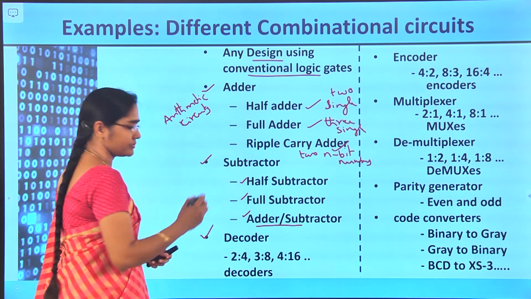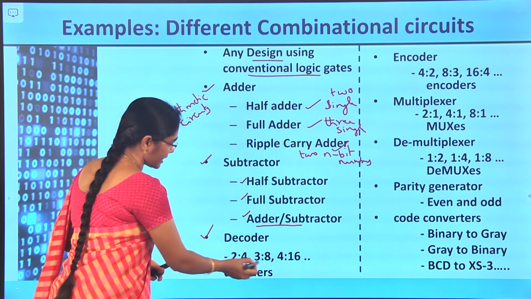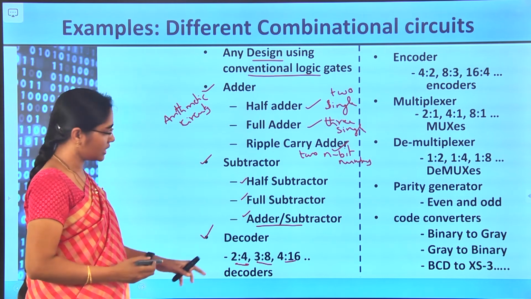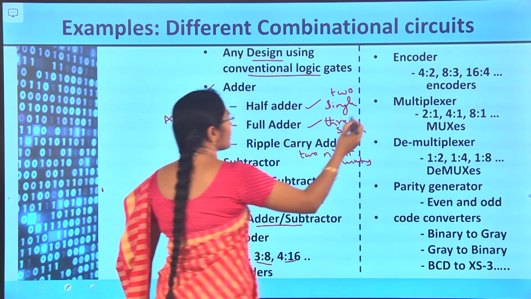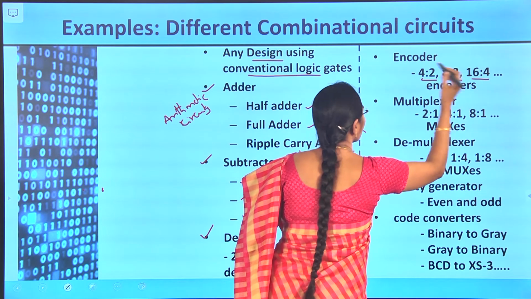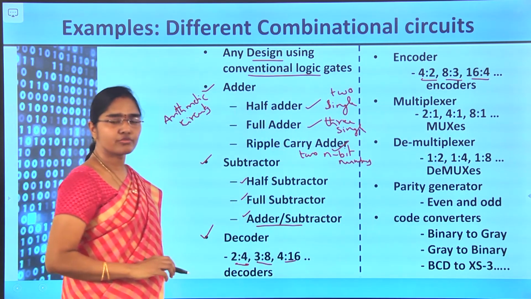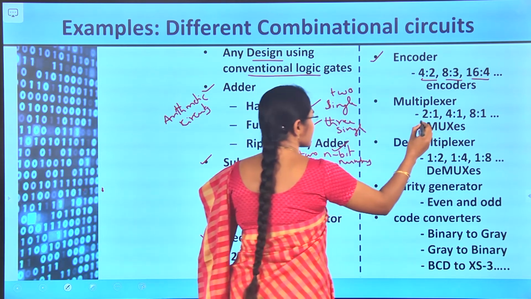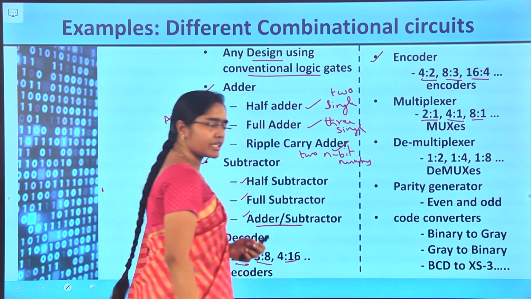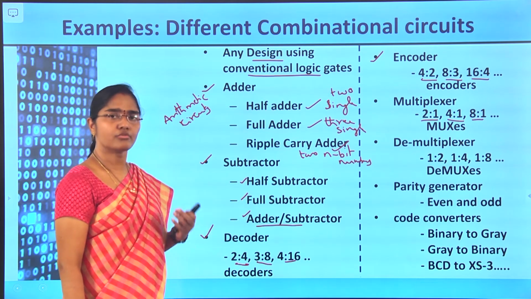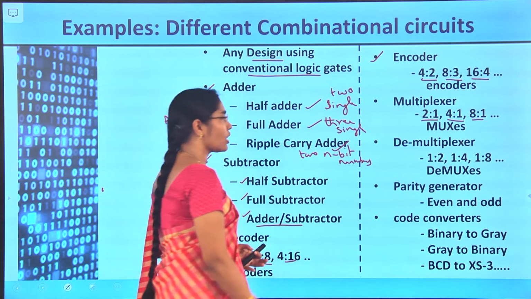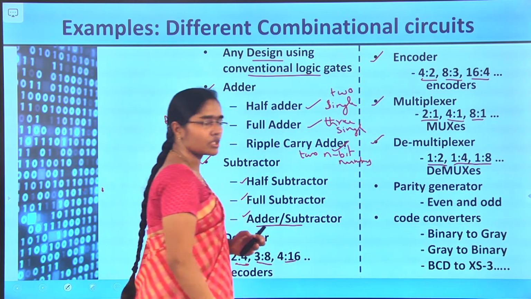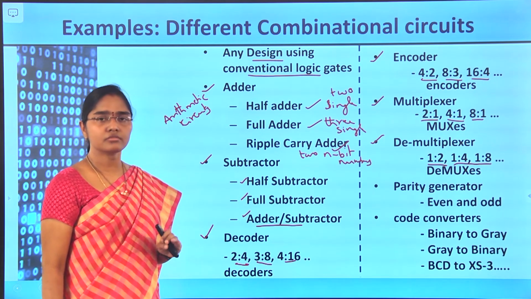Then decoders, and in decoders there are different types: 2 to 4 decoder, 3 to 8 decoder, 4 to 16 and so on. We are going to study all these. And encoders also, like 4 to 2, 8 to 3 and 16 to 4 and so on. Different types of encoders we are going to study. And multiplexers, in multiplexers also different types: 2 to 1, 4 to 1 and 8 to 1 and so on. And in the demultiplexers also different types like 1 to 2, 1 to 4, 1 to 8 and so on.